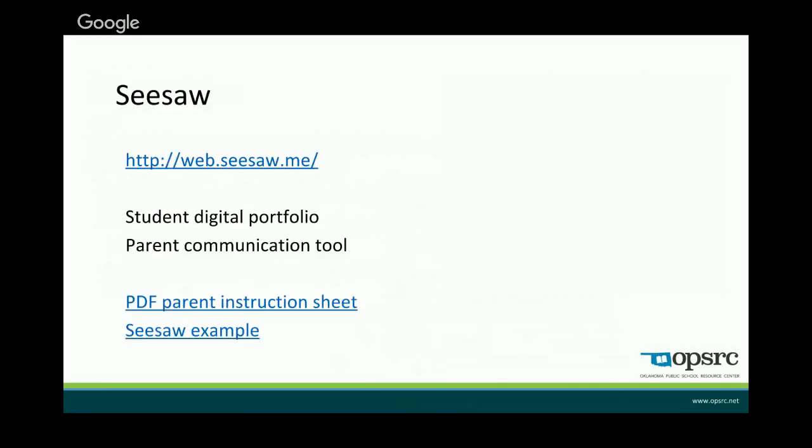There's some links that I thought you might like to talk about, ones that I would use if I were still in the classroom. The first one is called Seesaw, and the link here is the one on the web, and this is where you would go to set it up. Seesaw is a student digital portfolio system as well as a parent communication tool.